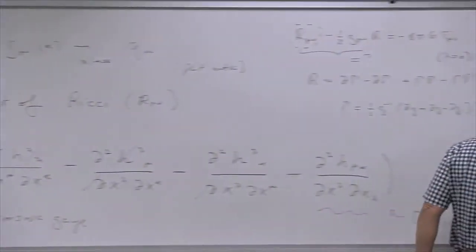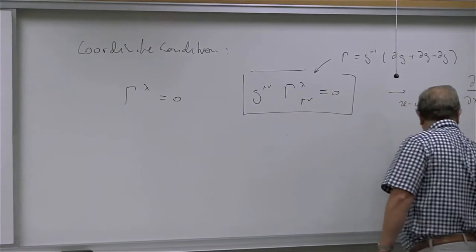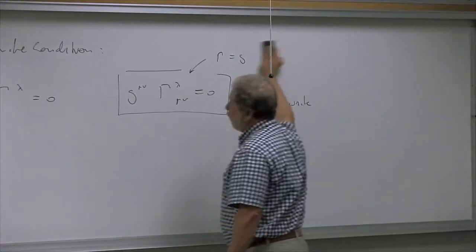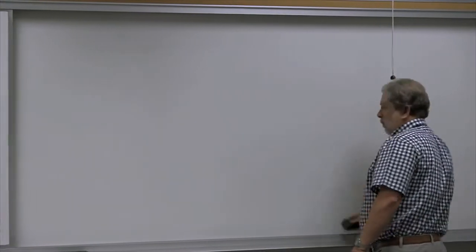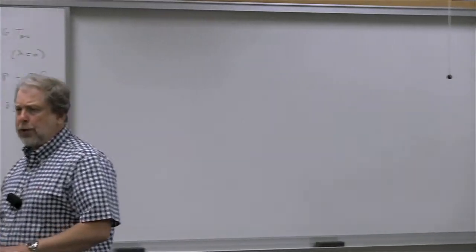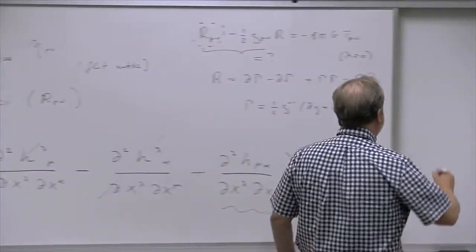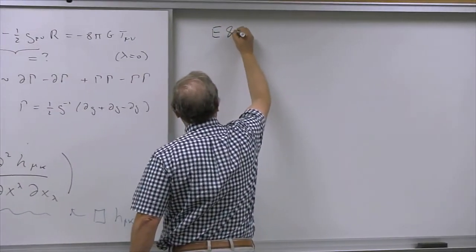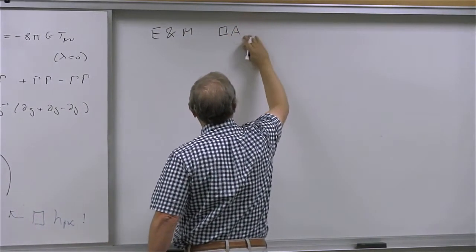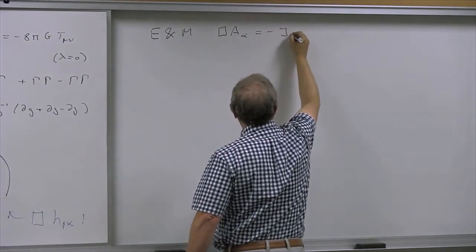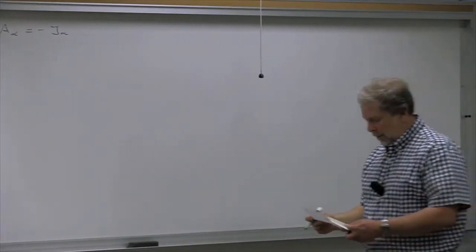So what can we do? Well, we can do the following. We can try to force the field equations in a way that looks like the equations of electromagnetism. Remember, in electromagnetism, you just have a box A alpha equal to minus J alpha. You can write it in this form. And so that's what we would like to do here.